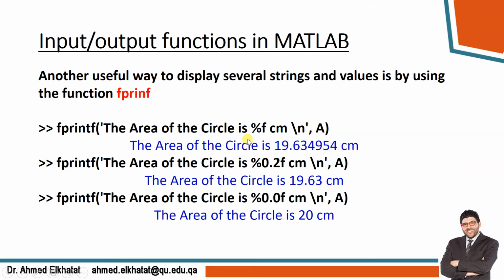Suppose I want to limit the significant figures, I mean to 2 decimals. So here, fprintf the area of the circle is, and in the f format I will put only 0.2, that means I want to control the figures to be only two decimals. So here it will be 19.63. Suppose that I want it with no decimal, I don't want any decimal, so just put 0.0. So it will be, the area of the circle is 20 something.